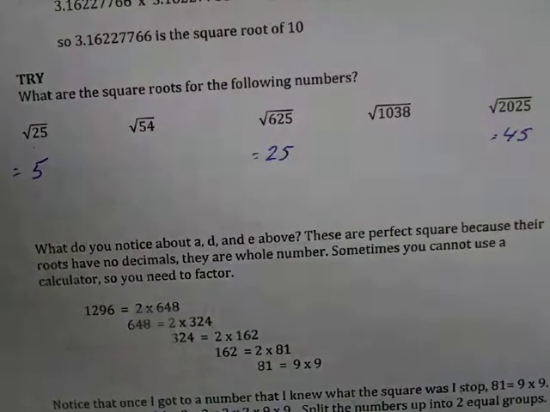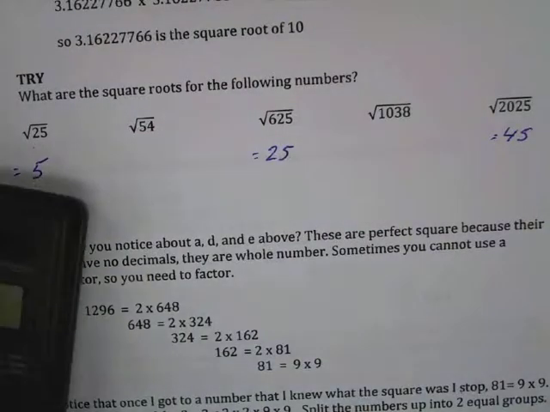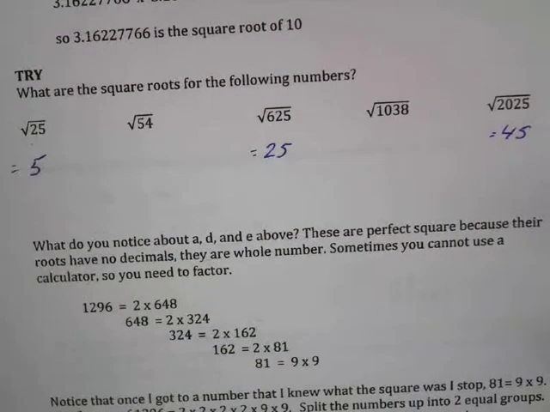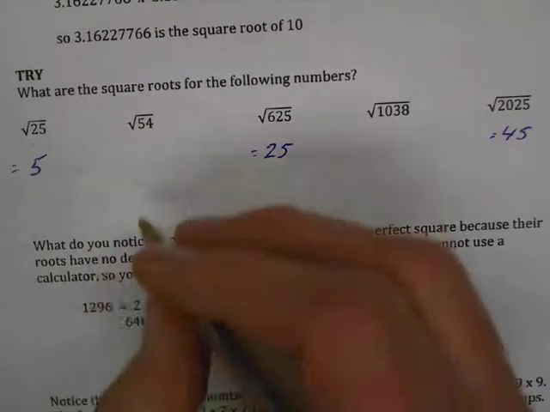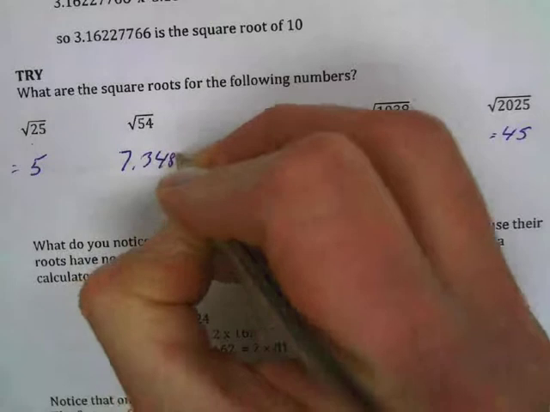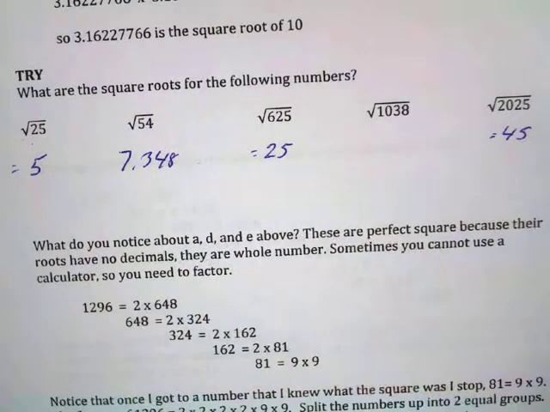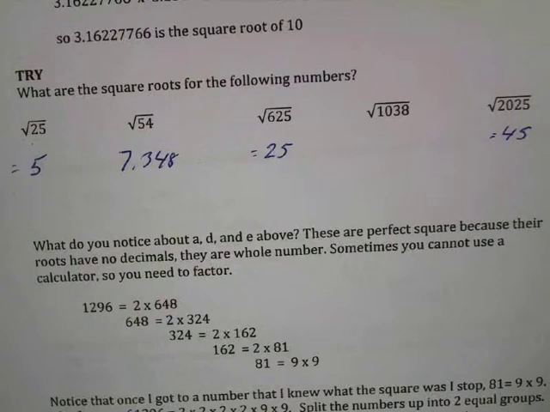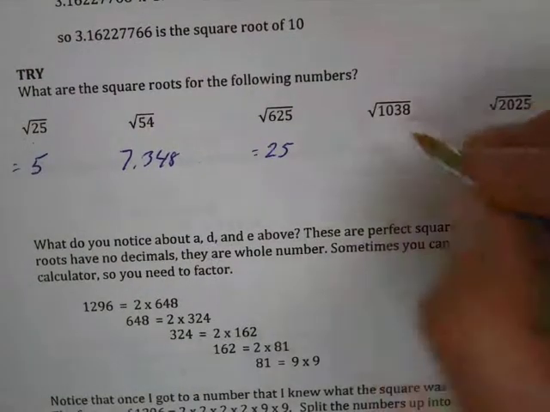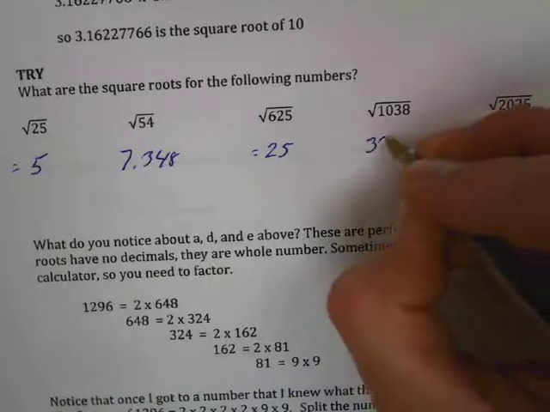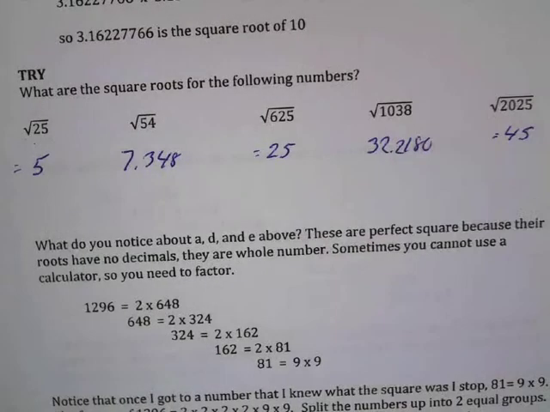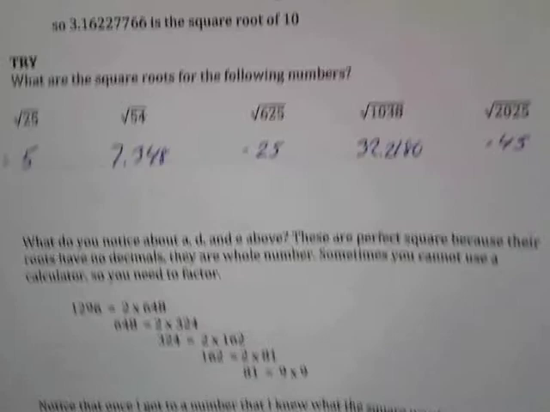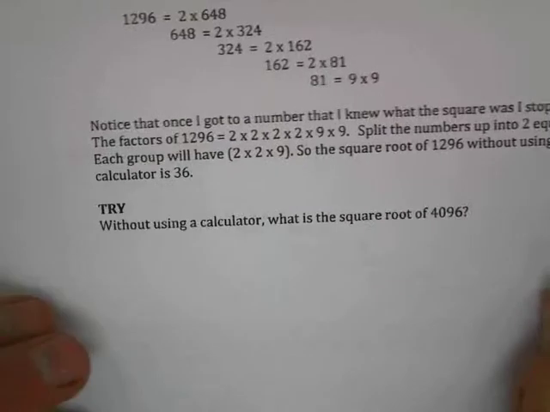To find out the square root of 54, once again, you're going to plug that in your calculator. So the square root of 54 is equal to 7.348, and then the square root of 1038 is equal to 32.218. So very easy. Now when you can't do it without a calculator, then you have to break it down into your factors again.